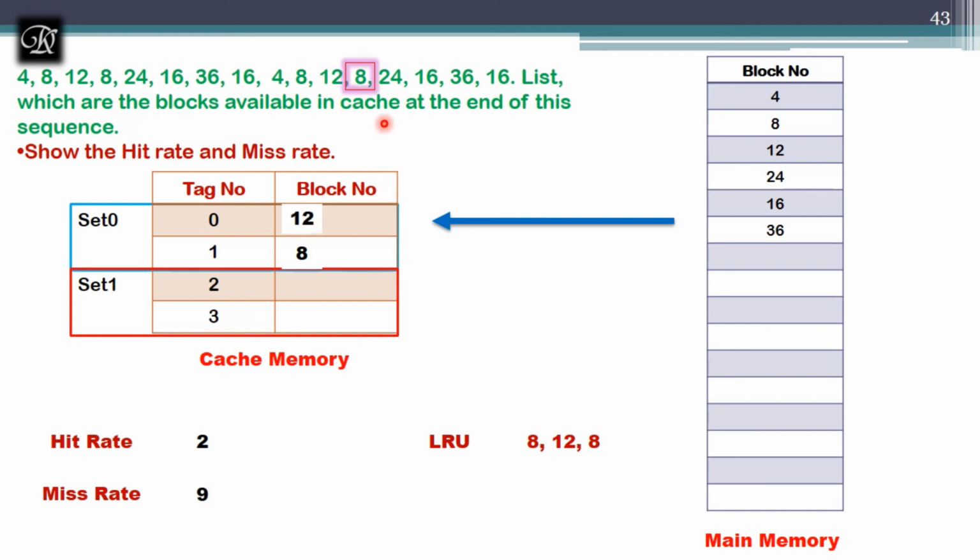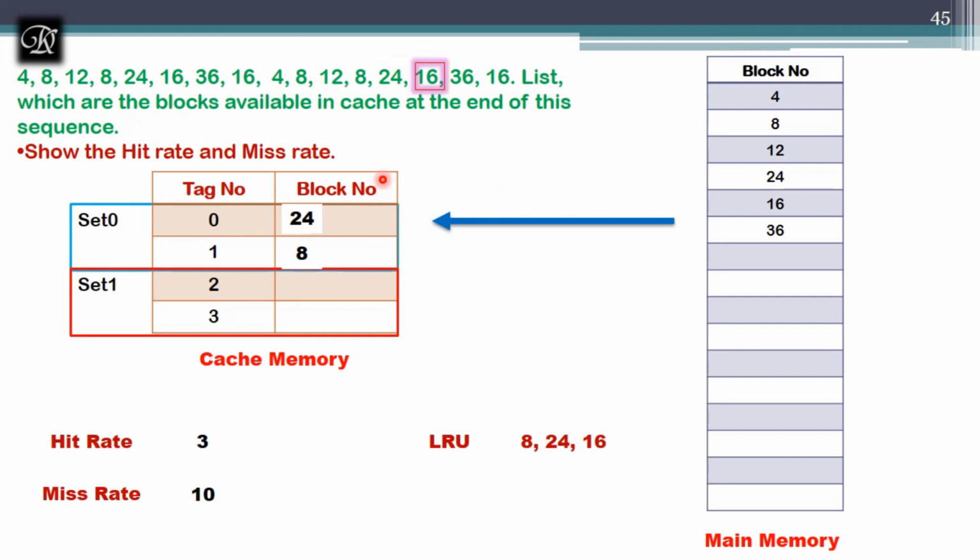Request is for 8. So 8 is already available in the cache. No need to perform the replace operation, just increase the hit rate by 1 and update the LRU. Next request is for 24. 24 is not there in the cache. Perform the same operation, find the set number, and decide which block has to be replaced, that is 12 over here, and increase the miss rate.